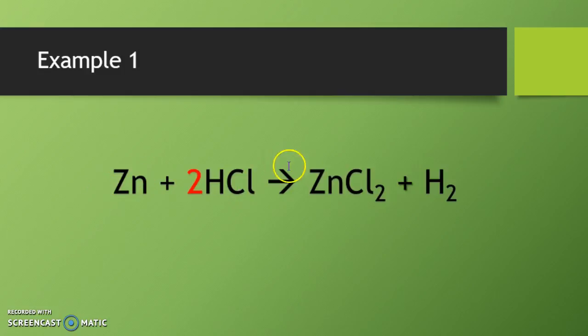So we have one zinc, that's right. Then we have the two hydrogens, because the two will apply to the hydrogen. So two hydrogens on the left, two hydrogens on the right. That's correct. Chlorines, we've got two chlorines. It applies to that one as well. So two chlorines on the left, two chlorines on the right. And so that's all of them. That equation is balanced, and that one is correct.